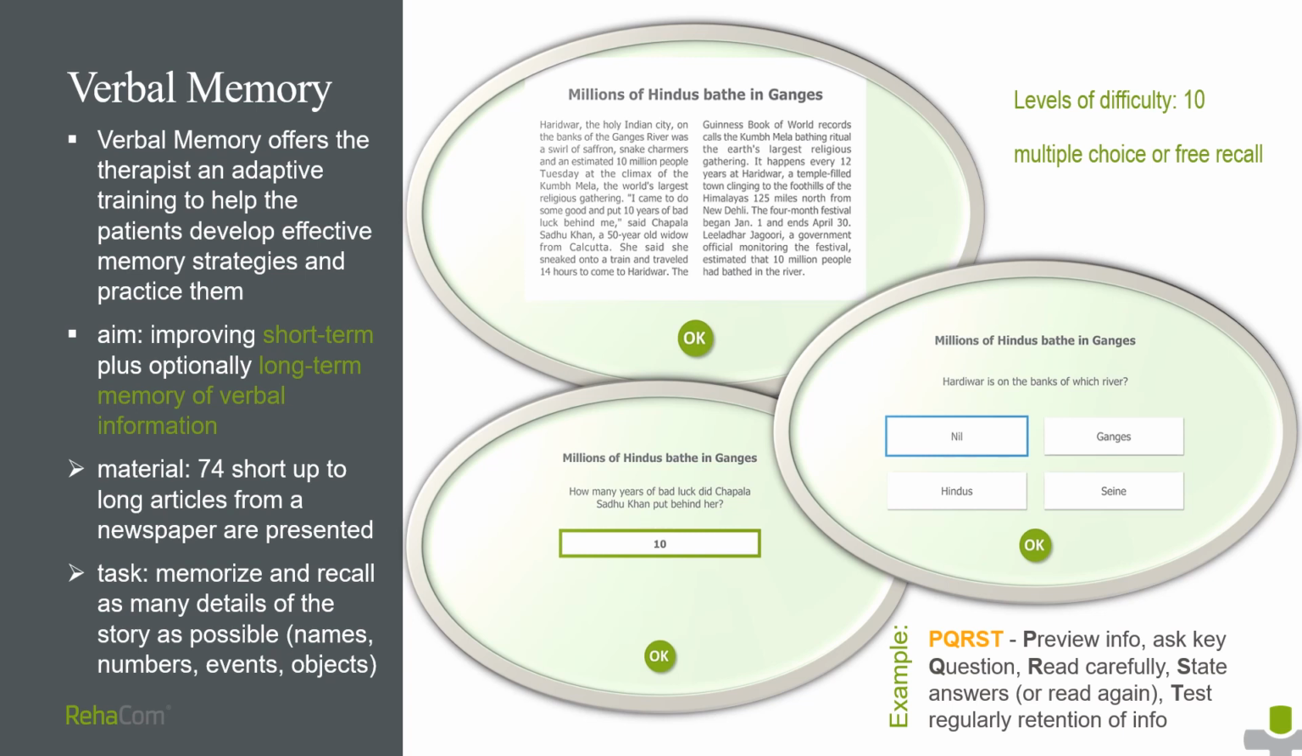74 short, medium and long articles from newspapers are presented. The task is to memorize and recall as many details of the story as possible: names, numbers, events and objects. The therapist can choose between two modes, multiple choice or free recall. The complexity of the stories is automatically adjusted in 10 levels according to the memory performance of the client.